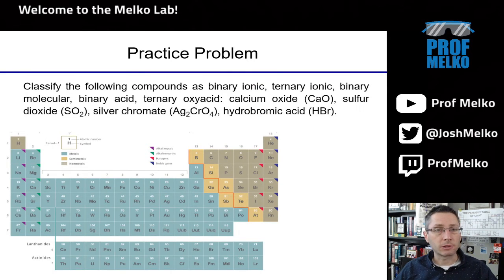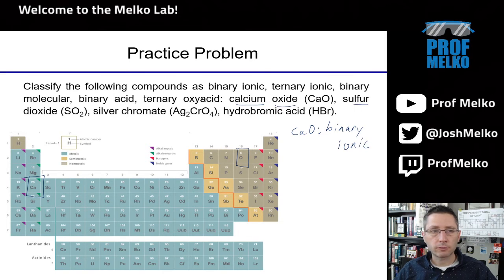Let's do some practice problems to really reinforce these concepts. Let's classify the compounds listed here into one of these categories. Let's consider first calcium oxide. Calcium, I'm going to look on the periodic table and identify that as a metal, and oxygen as a nonmetal. So I clearly know this is ionic, because it's a metal from the left with a nonmetal, which is on the right. But I want to do better than that. Is it binary or ternary? It's clearly binary. There's only two elements. So binary, ionic.